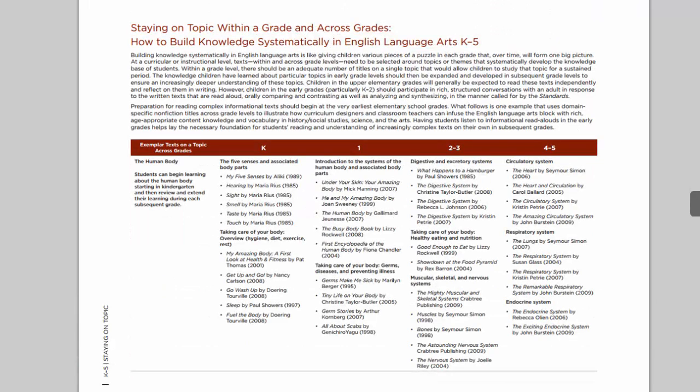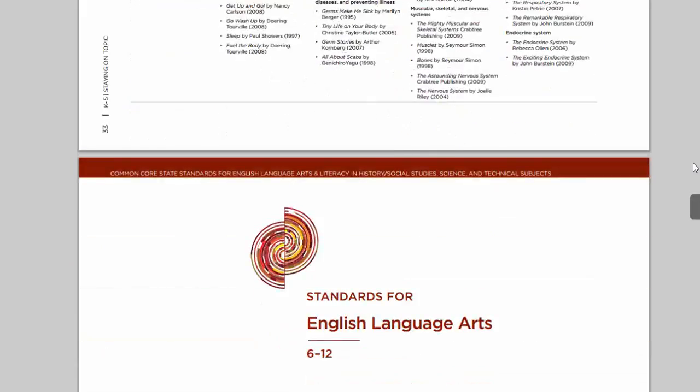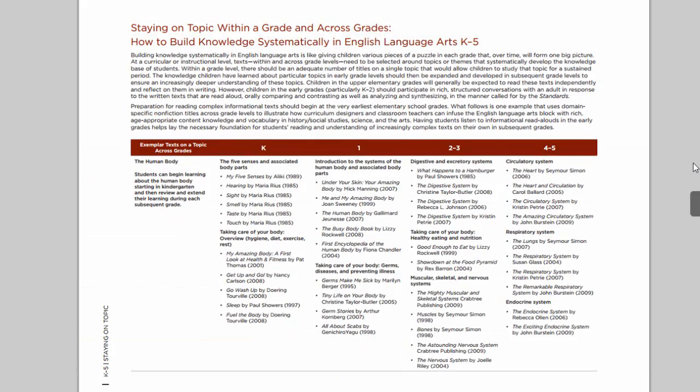Here's also just an example of how to stay on topic across grade levels. For example, maybe you're teaching the human body, and it tells you what books you could read from kindergarten all the way to 5th grade to build upon the human body. Now that brings us to the end of the document. So the 66-page document actually is only concerned with pages 9 through 33 for kindergarten through 5th grade.